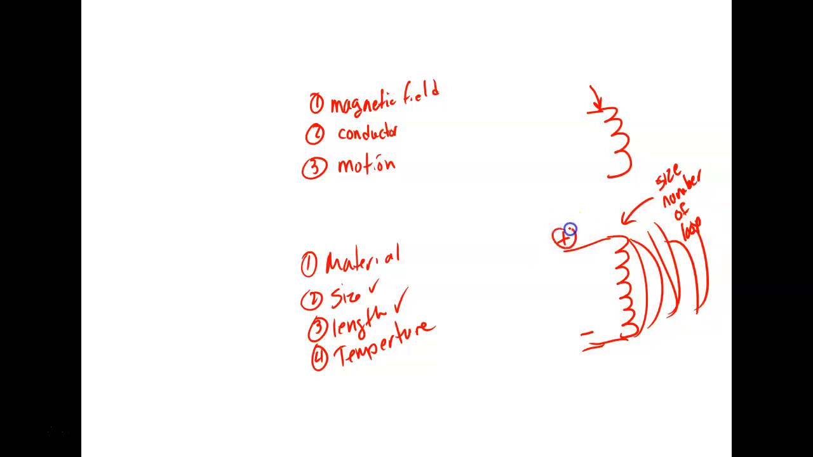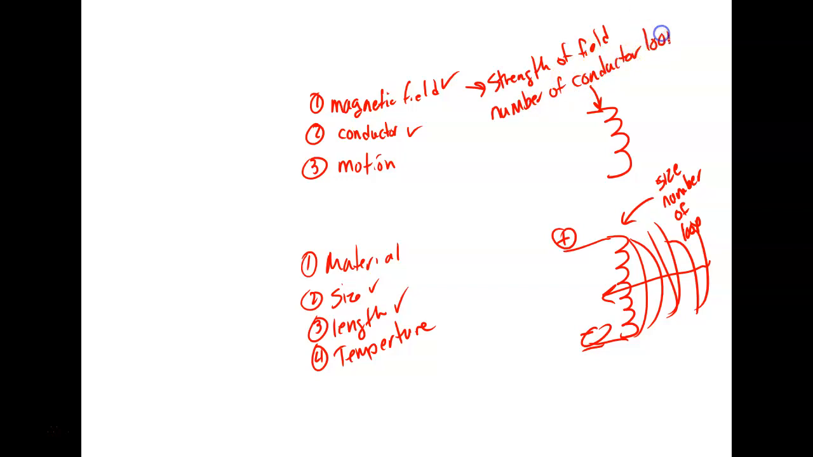Now what happens when I turn that thing off? Well, this magnetic field comes collapsing back. And all of a sudden I've got a magnetic field, I've got a conductor, and what determines the amount? Strength of the field, right? This is what gets us on these things. The number of conductor loops, and 2 would be the speed of the motion.